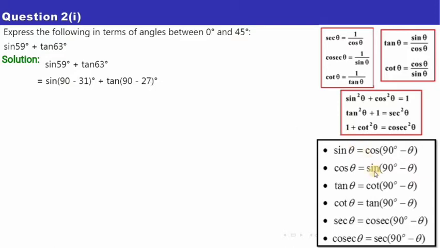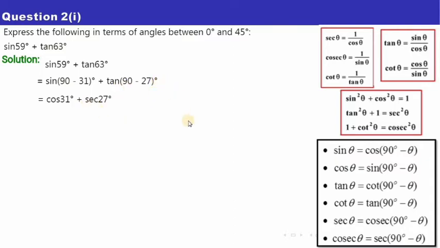Now you know sine 90 minus theta is cos theta. So sine 90 minus theta is cos theta, that is cos 31 degrees. And similarly this is tan 90 minus theta. So tan 90 minus theta is cot theta, that is, this becomes cot 27 degrees. So we get from here cos 31 degrees plus, I'm sorry, this is cot, not sec. Please make a correction, this is cot 27 degrees. So this will be the answer for this particular question.